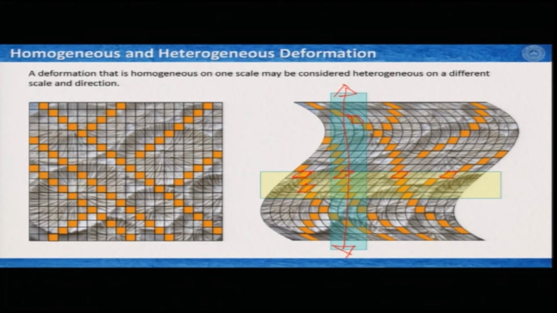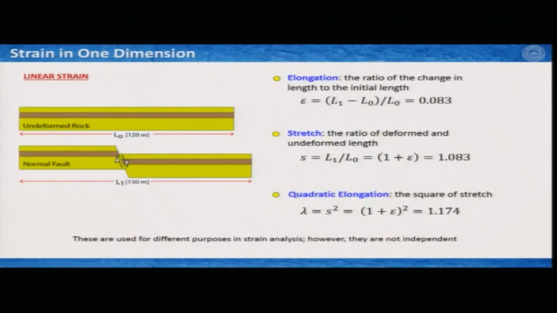So it doesn't matter how heterogeneous your deformation is, it is always possible to discretize it into small areas and understand that in terms of homogeneous deformation. That makes life easier for analyzing the deformation and also for mathematical descriptions. So strain in one dimension, as it is one of our topics, we will first understand in terms of one dimension, then we will go to two dimensions, and then in the next lecture we will learn in three dimensions.